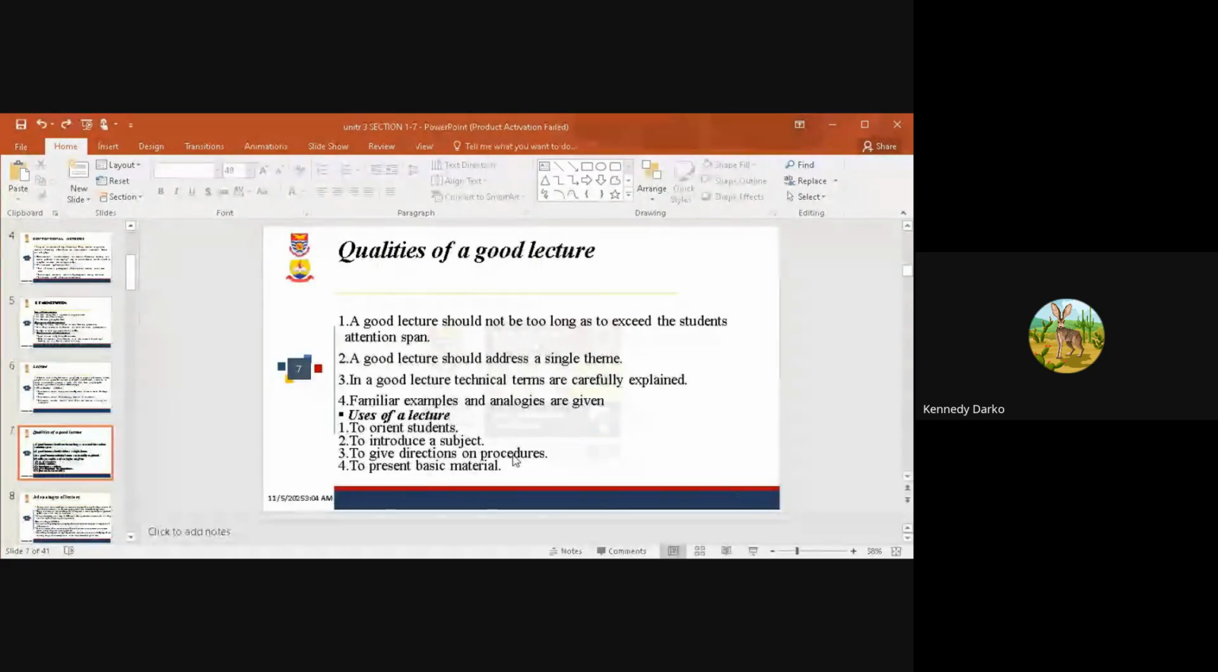And so we are supposed to use 3 hours continuously. I shouldn't go beyond 3 hours 30 minutes, or 3 hours 20 minutes, or 4 hours. No. Now, a good lecture should address a single theme.